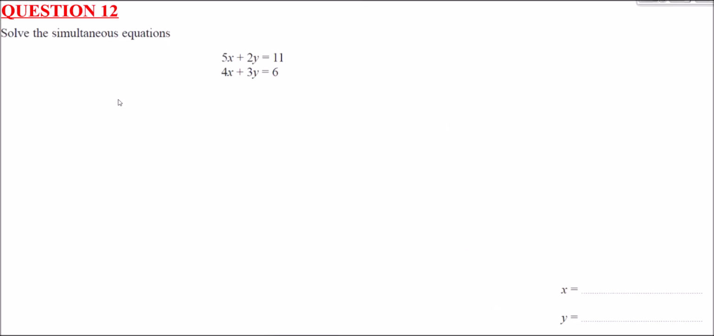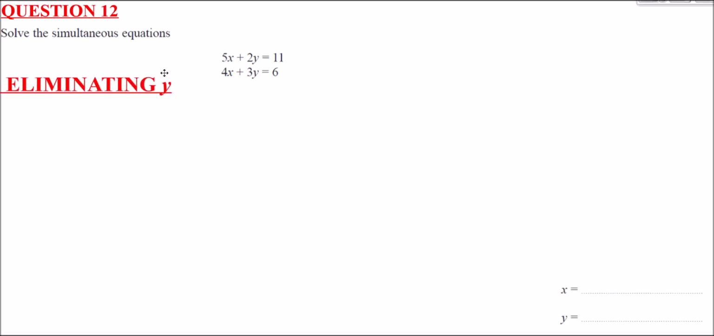Question 12, we have to solve some simultaneous equations. So we've got 5x plus 2y equals 11 on top, and on the bottom we have 4x plus 3y equals 6. There are different methods for solving simultaneous equations, but I'm just going to run through the most common one used in schools and probably across the land and maybe even in other countries, which is the process called elimination. So we're going to aim to get rid of either the x's or the y's from one equation so that we can then focus on working out the other variable.